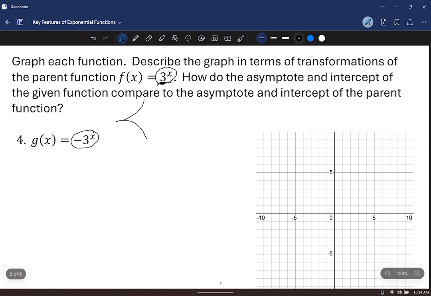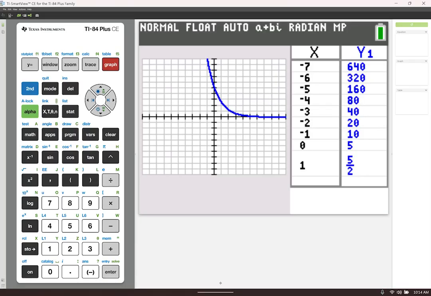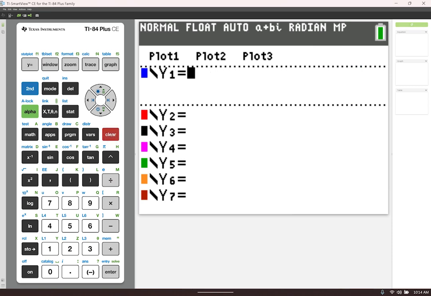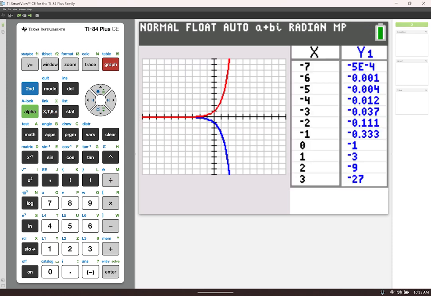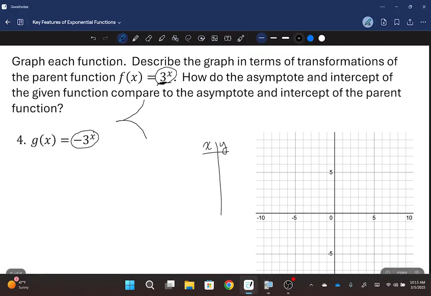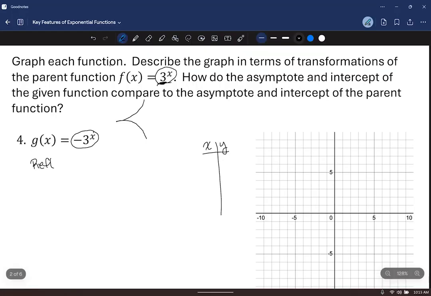All right. So let's go ahead and get a table of values. And I'm going to graph both of these at the same time. So I'm going to put the negative 3 to the x in the first equation and 3 to the x in the second. So the first one will be after we made the change of multiplying by the negative. The second one that's graphing in red is going to be our original parent function. All right, so we can see that's exactly what happened. It just mirrored or reflected over the x-axis. So a reflection over x-axis.